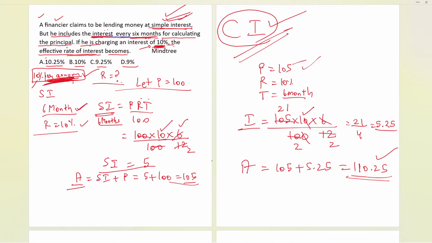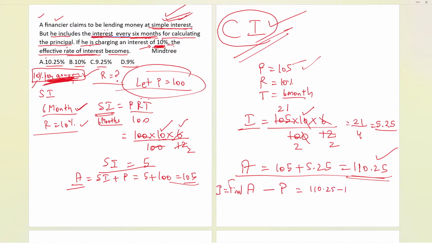Now, let's see the overall effective rate of interest. In the starting, the principal was 100. If I subtract the principal from the final amount, it will give us the total interest we have got. That will be 110.25 minus 100, that is 10.25. That is the interest. Now, can I find the interest percentage? Yes. Interest percentage will be interest upon principal into 100. So interest is 10.25 divided by principal, which was 100 only. Now multiply by 100, you will get 10.25 as the answer.